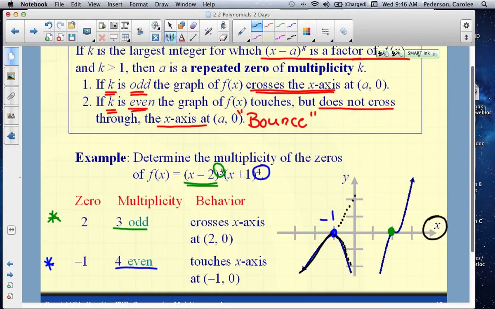But this one in the green rises, there's the x-intercept, and now since there is a repeated 0 and the k is odd, it continues and it can go through that x-axis. So that kind of helps us with today's graphing.